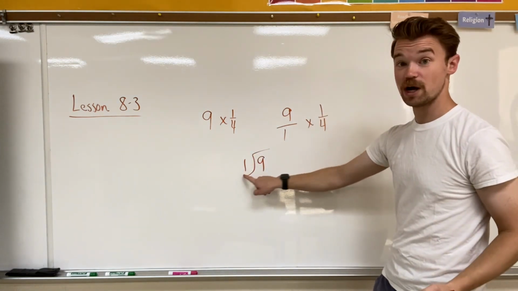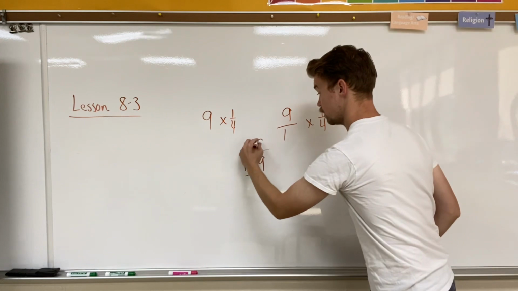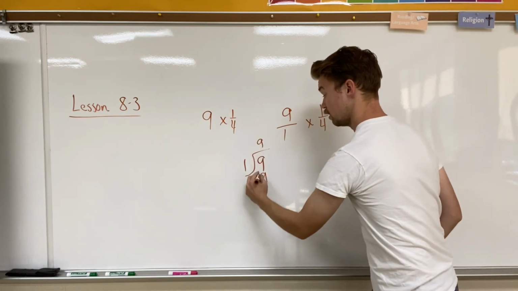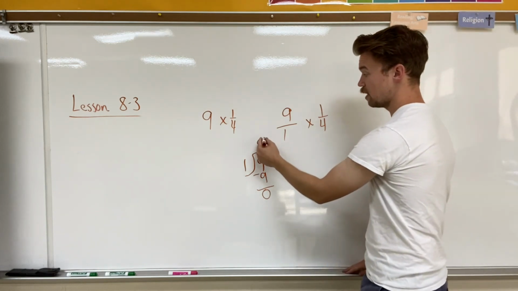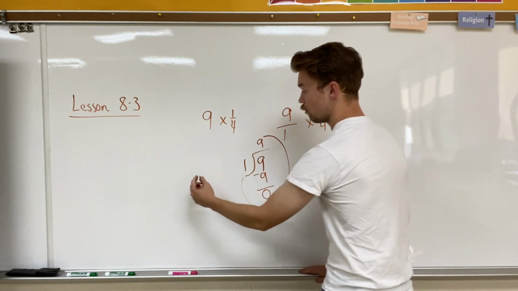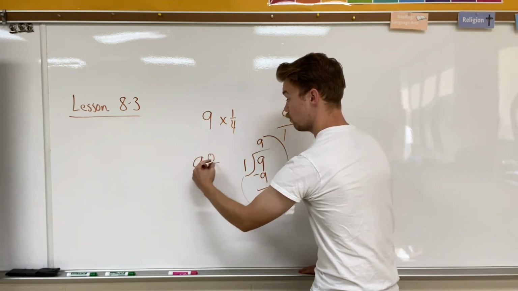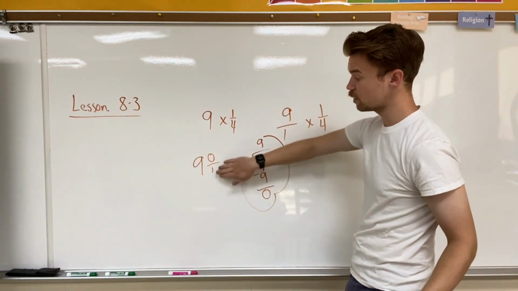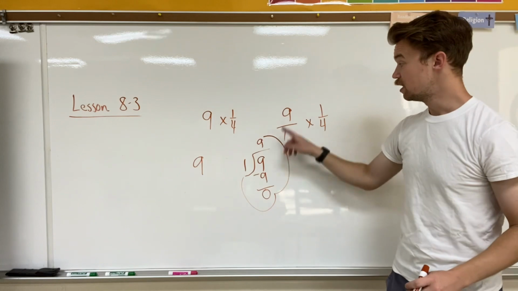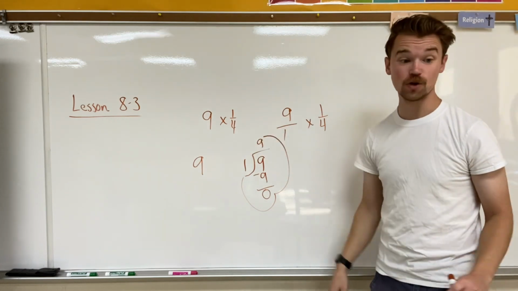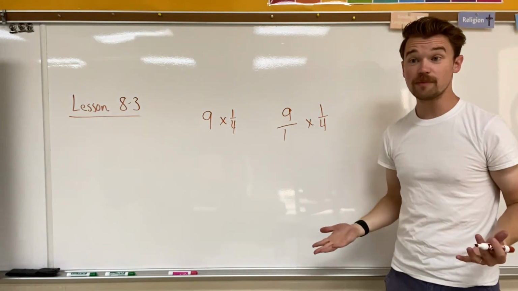9 divided by 1. How many times can 1 go into 9? 9 times. 1 times 9 is 9. I subtract. I get 0 as my remainder. I use the popcorn method. 9 and 0 over 1. Well, if I have 0 over 1, that has no value. So my answer is 9. 9 over 1 still has the same value as 9. So back to the problem that we were working on.